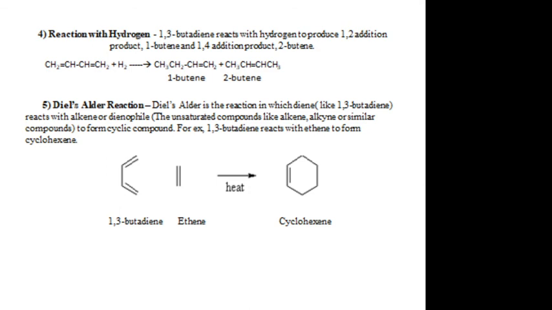It is a specific reaction. Here in the Diels-Alder reaction, a diene, such as 1,3-butadiene, reacts with an alkene or dienophile. Dienophile means a compound having one double bond, to form a cyclic compound. For example, if we react 1,3-butadiene with ethene, we get cyclohexene, which is a Diels-Alder product.